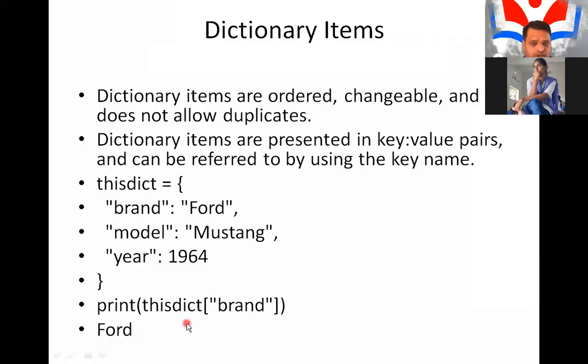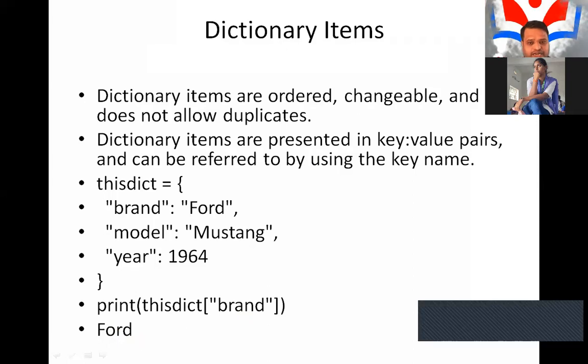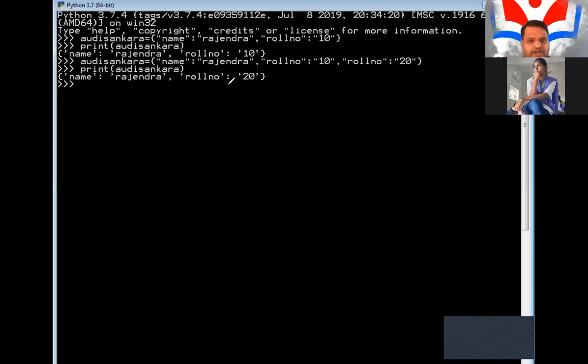Now similarly, we'll look into the practical implementation of how to access the individual key elements which are present in the dictionaries. Now we will be looking into this practical implementation so that you get a clear-cut idea. We had already defined the Adi Shankara dictionary.